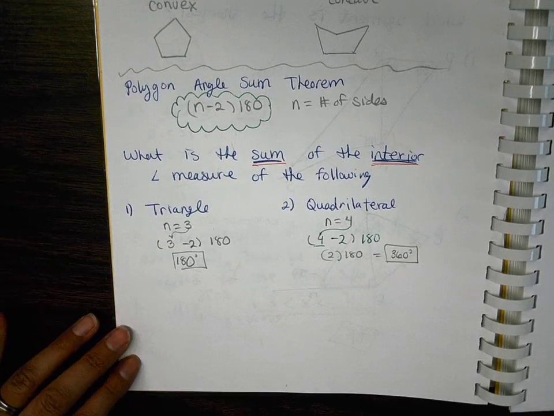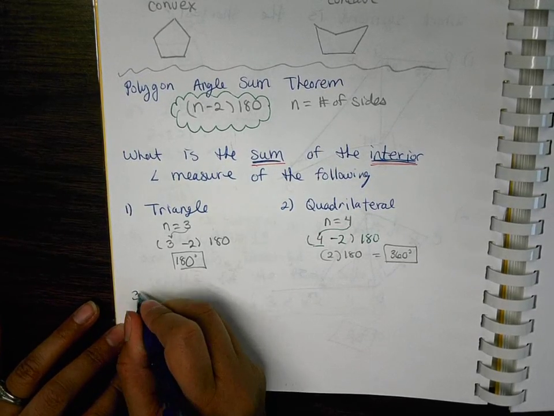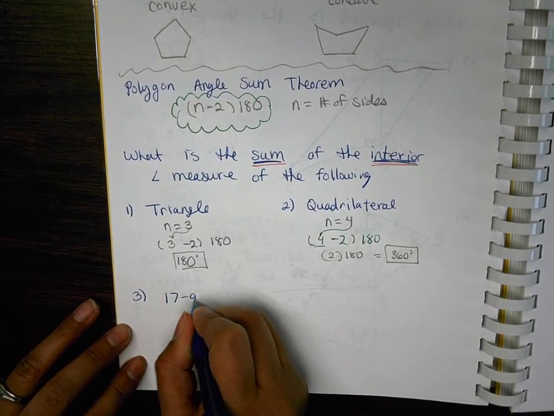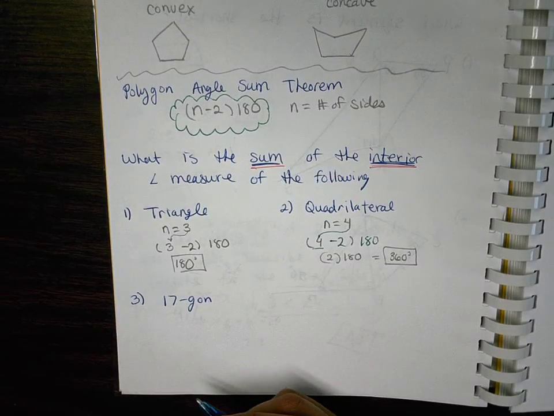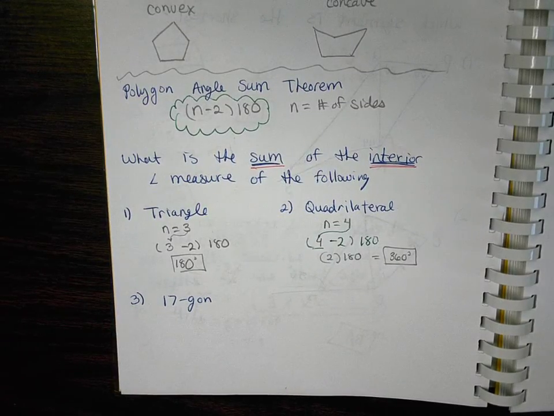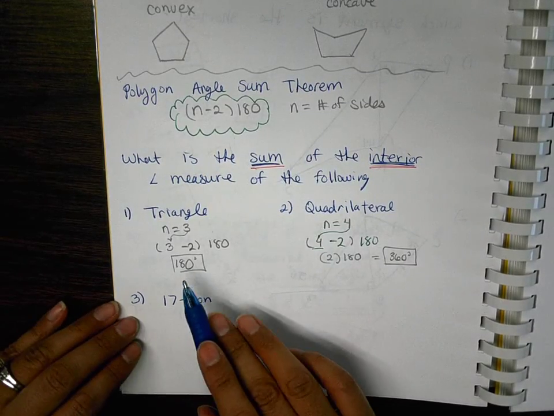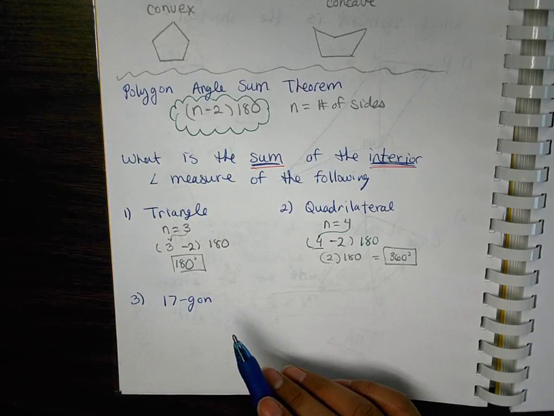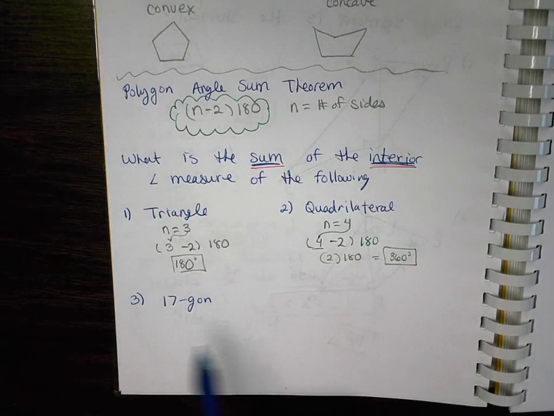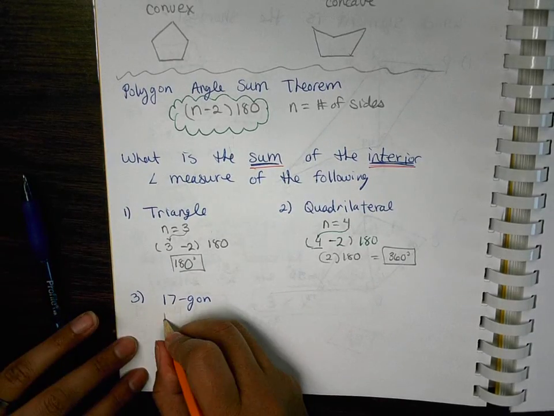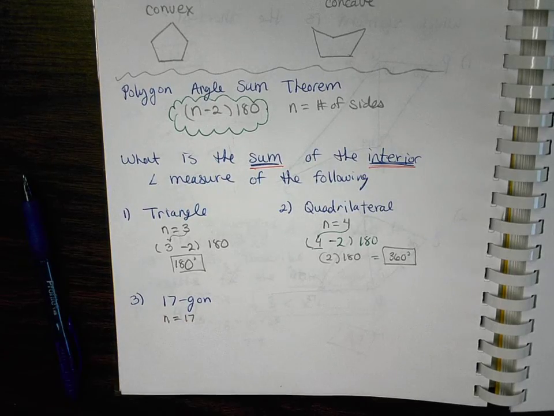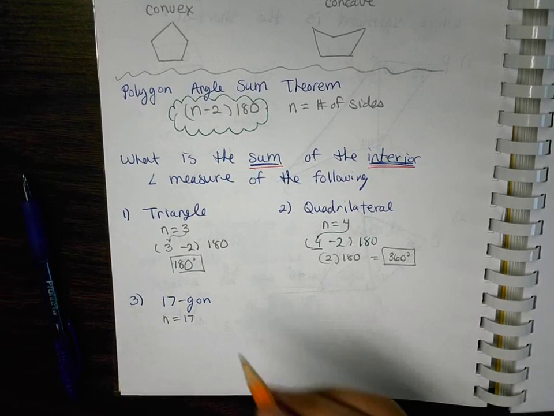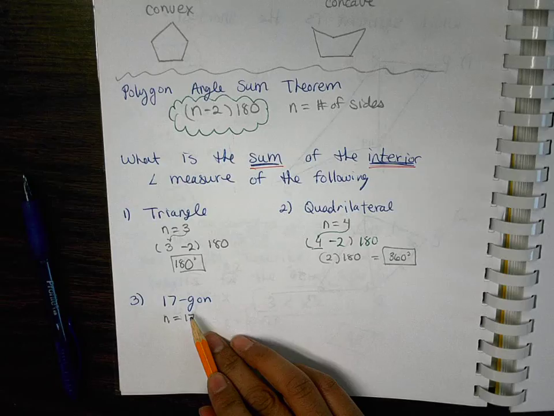Okay. Number 3. 17-gon. Now, there's no special name for a 17-gon, like a triangle. Can you guess how many sides there are? How many sides? 16. All right. Just kidding. 17. So there's not special names for everything. Pentagon, hexagon. We have some special names, but when the numbers get bigger, you just use 17-gon.